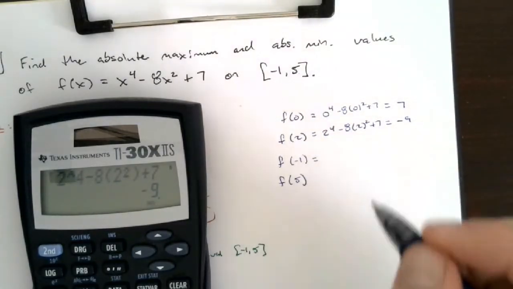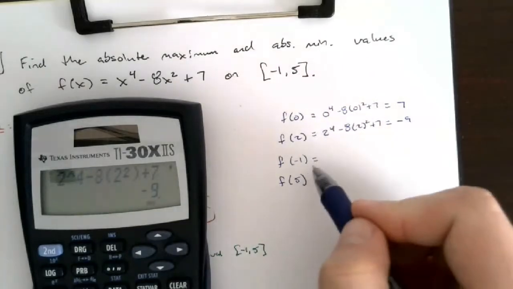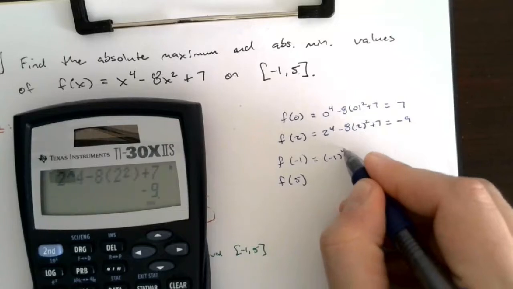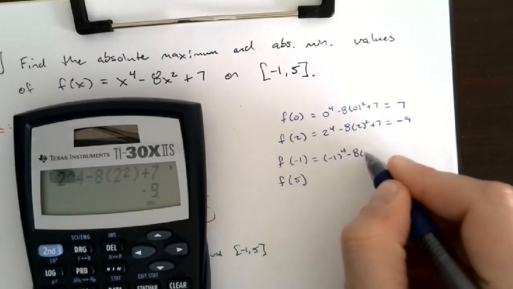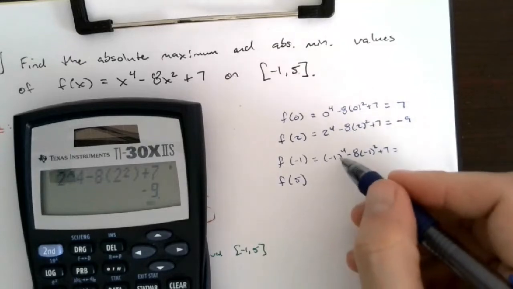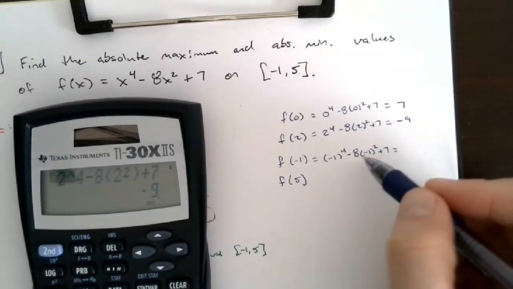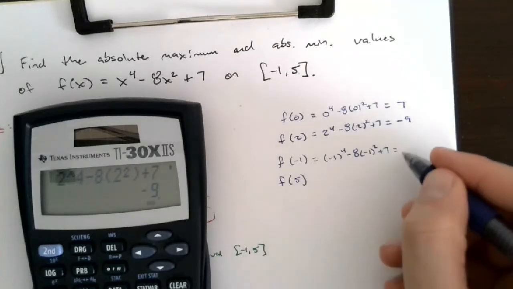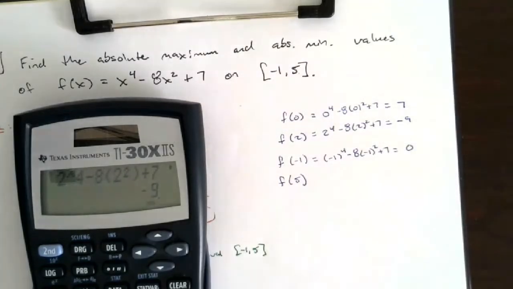For f of -1, so those were the ones that came from the critical values. These are going to come from the endpoints. We would sub in -1 to the 4th minus 8 times -1 squared plus 7. This one here, -1 to the 4th is going to be 1. This is going to be minus 8 because that's going to be a positive. So 1 minus 8 is a -7 plus 7, so I get 0. And that's okay. 0 can be an answer.